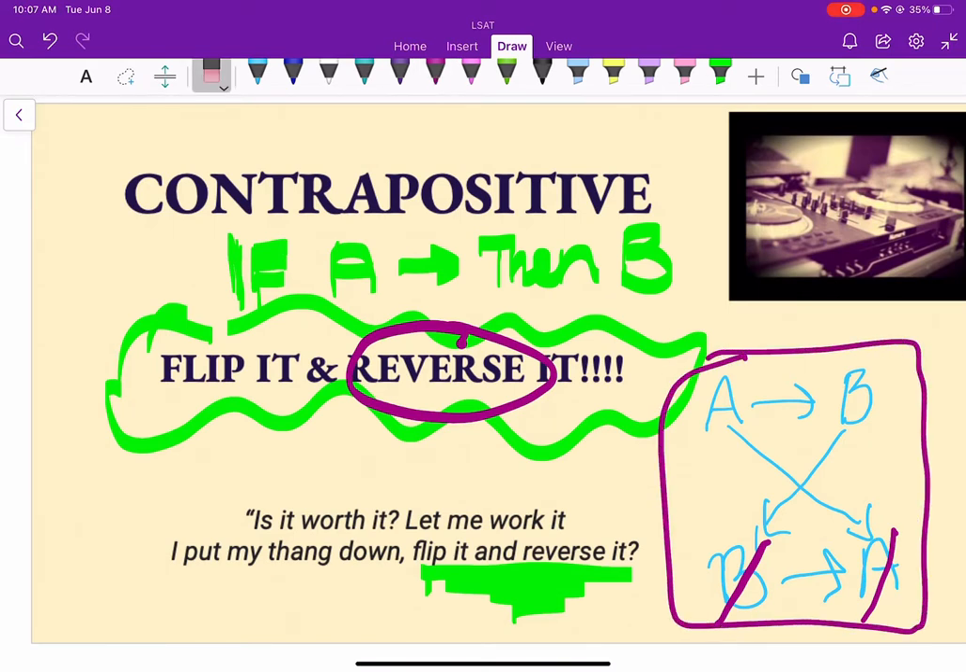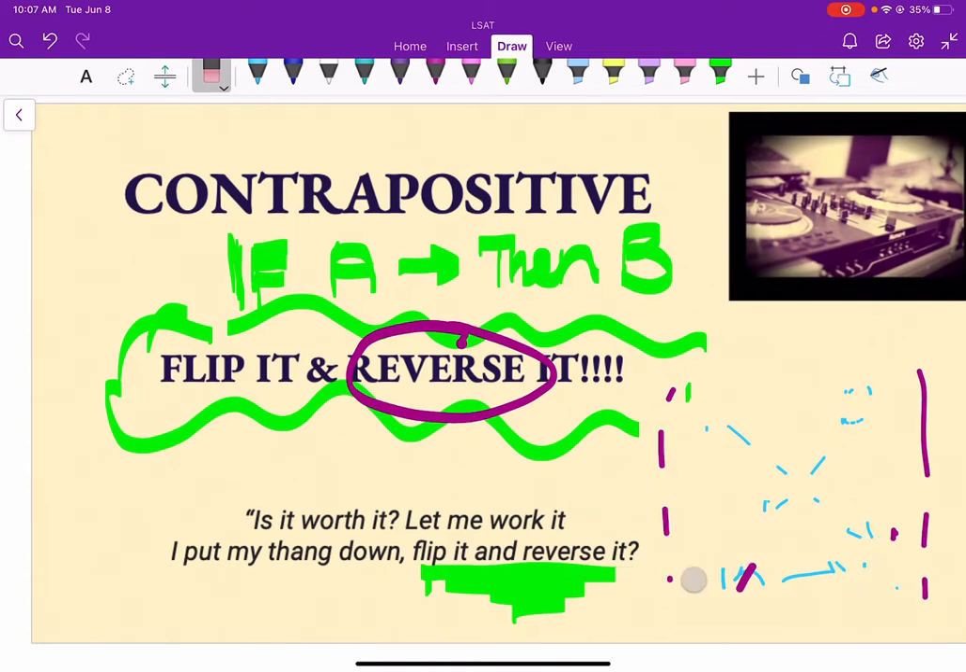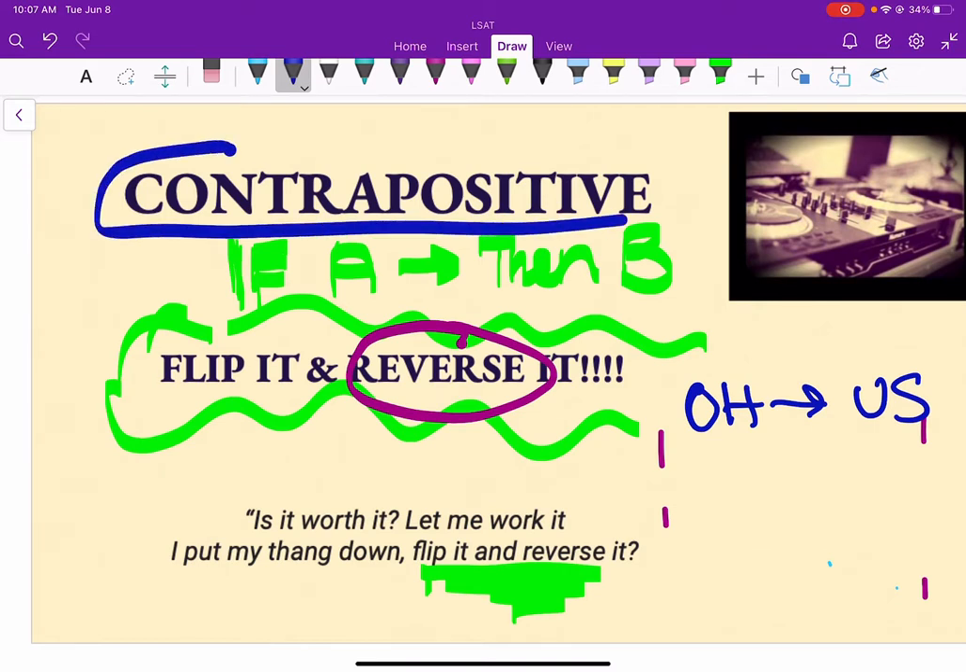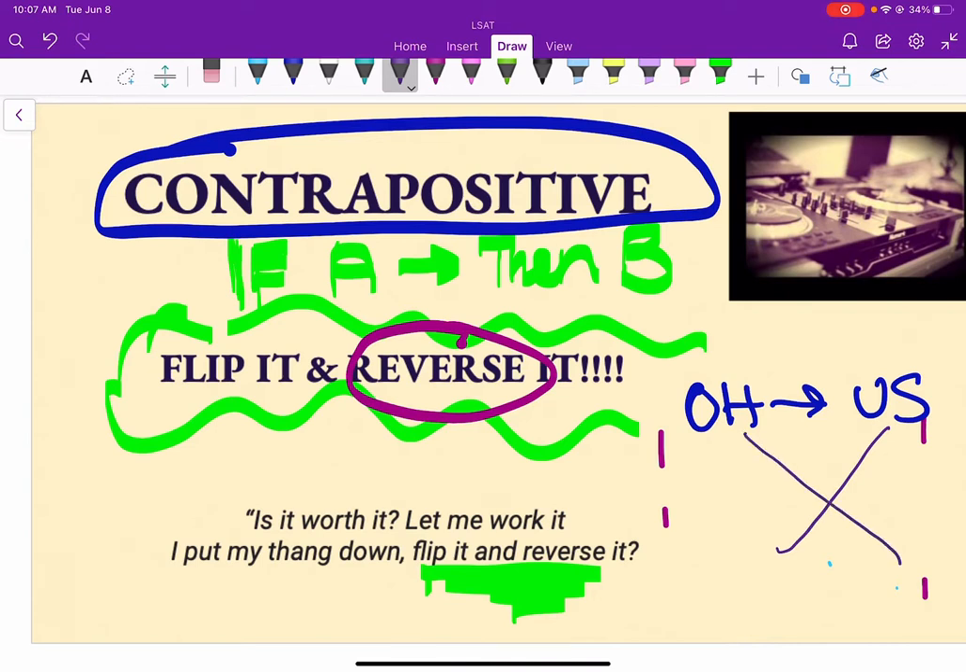And so for maybe an easier example so that we can see this in real life, if we go back to, if I'm from Ohio, then I must be from the United States. What is my contrapositive of this statement? So remember, we have to flip it. So it's going to be US, then Ohio, and then we have to reverse it. So that just means if I'm not from the United States, then I can't be from Ohio. And that's true, right? What sometimes people like to do is when they forget to flip it and reverse it, is they'll say something like, oh, I'll just flip it.